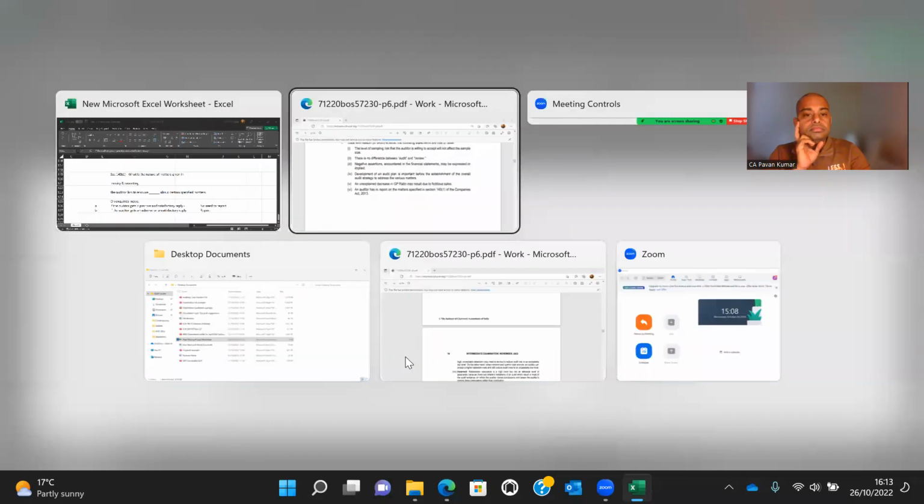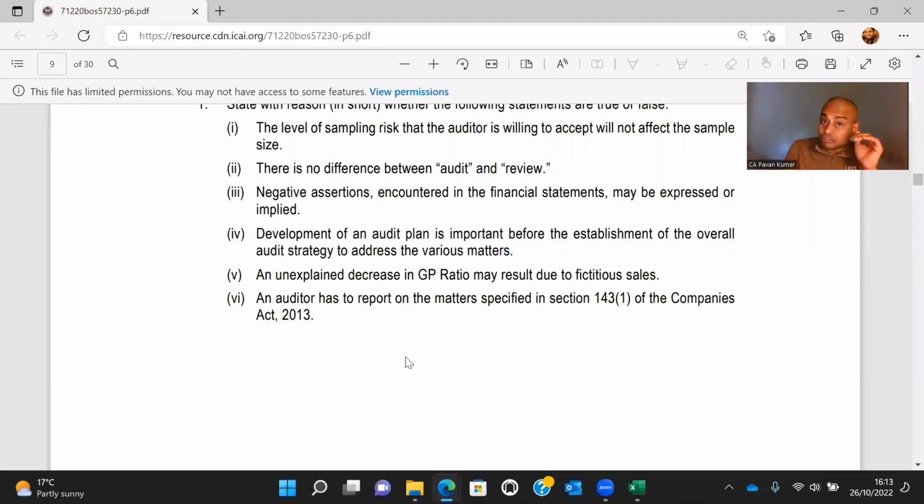You understand? This can be asked for a 5 marks or 6 marks question also. What are the matters to be specified in the auditor's report only when the auditor has received adverse or unsatisfactory response on inquiries made? Student will get confused. Sir, what is this question? Simple. They are asking you to write the 143.1 matters. What is the answer? 143.1. That's all.